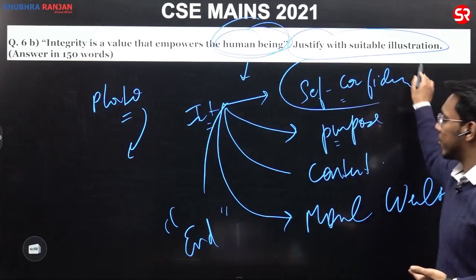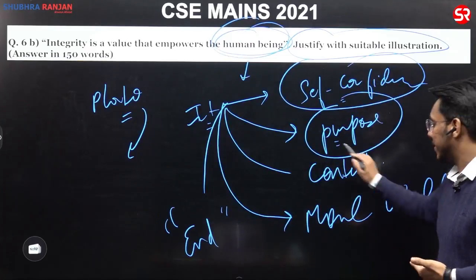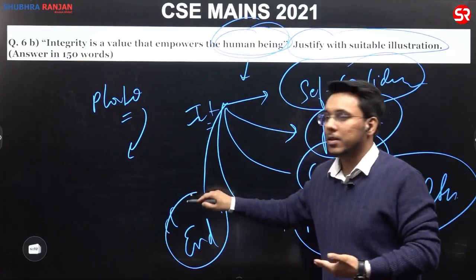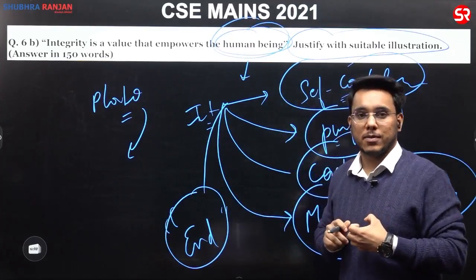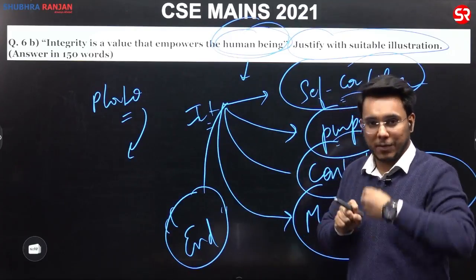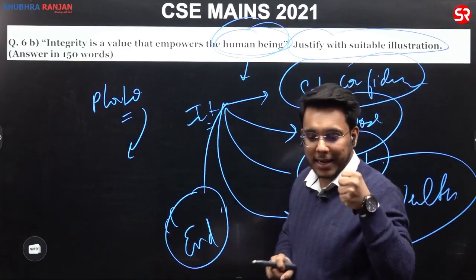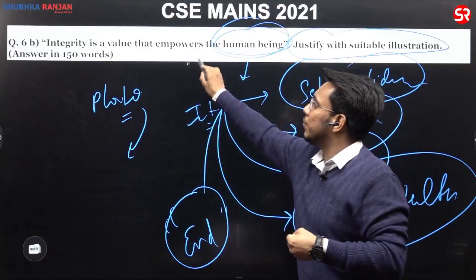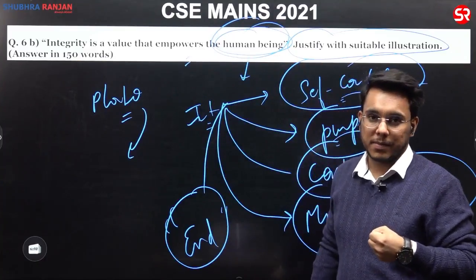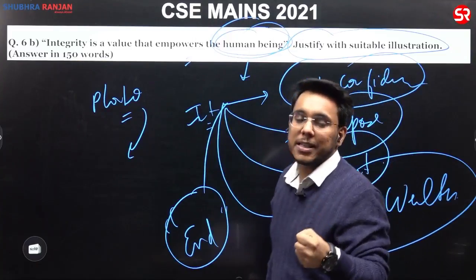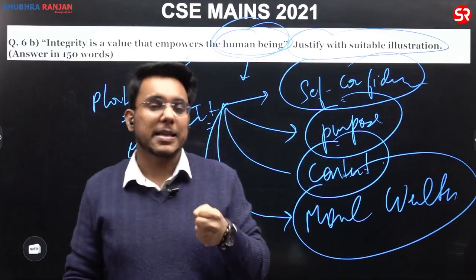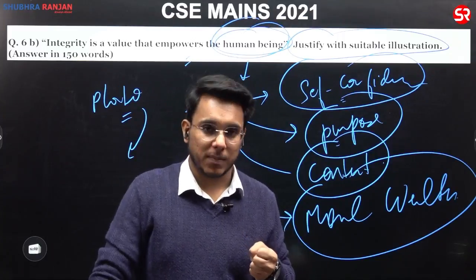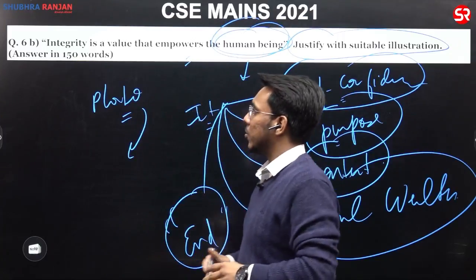When you have self-confidence, a sense of purpose, contentment, moral wealth, and you are living in sync with the end of your life, what happens? You feel empowered. So integrity in itself is the most cherished. Integrity in itself is the most desirable. Right? So this is about this part.